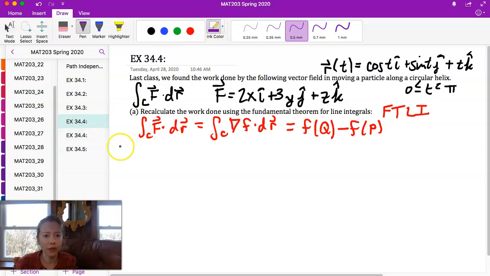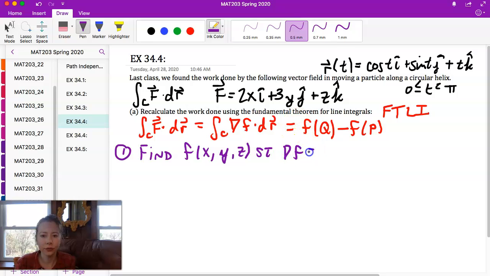So step one would be to find a potential function f of x, y, and z such that grad f is equal to our vector field, so that it is a gradient field. Okay, well, let's look at what we have. We have 2x i hat plus 3y j hat plus z k hat.